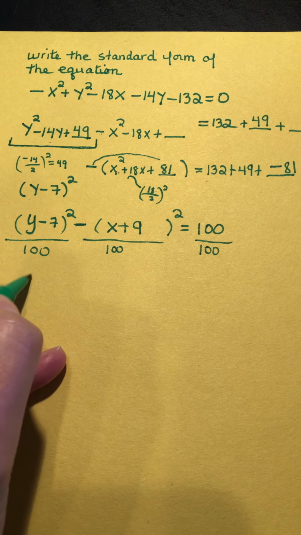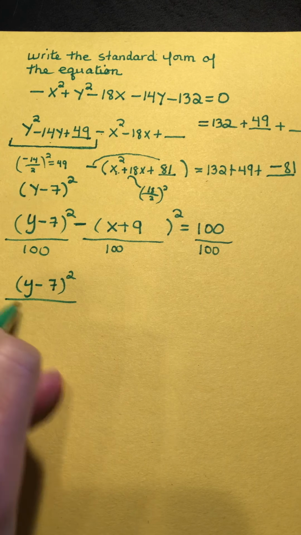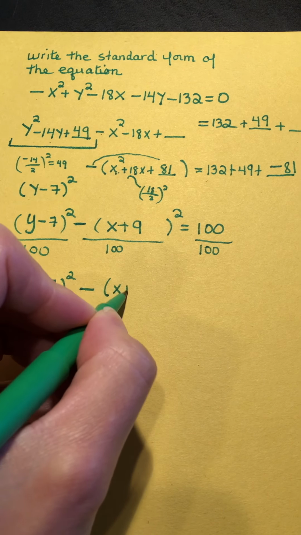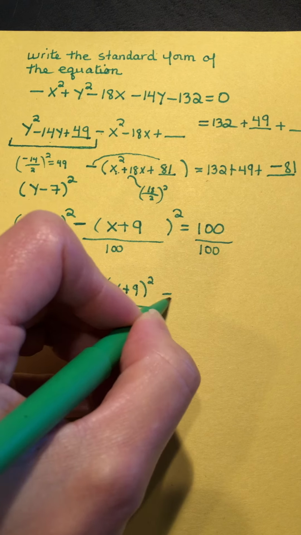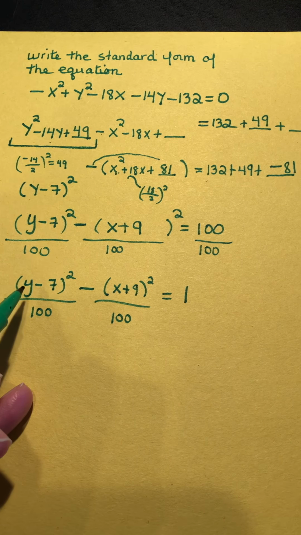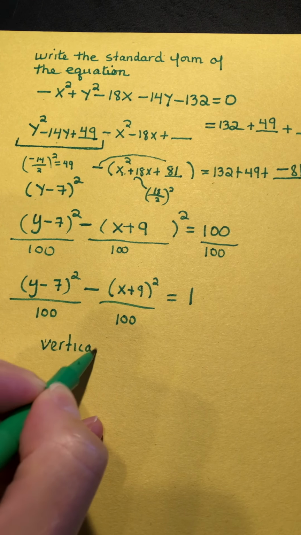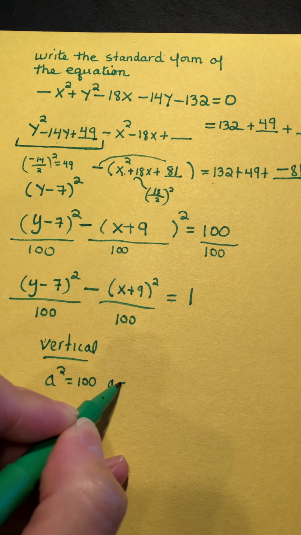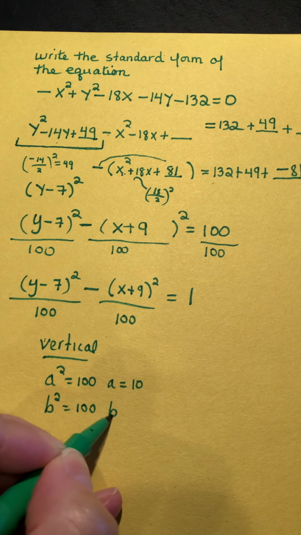So my final answer is y minus 7, the quantity squared, over 100 minus the quantity x plus 9 squared over 100 equals 1. And because the y term is positive, this is a vertical hyperbola. My a squared is 100, a is equal to 10. b squared is also 100, and that's okay. That can happen. b is equal to 10.